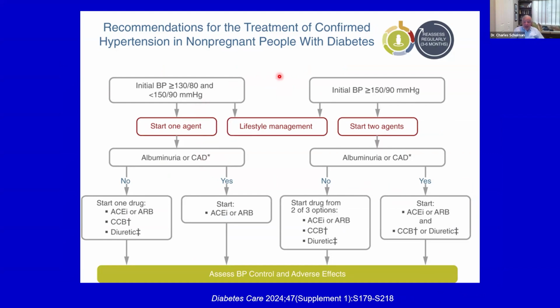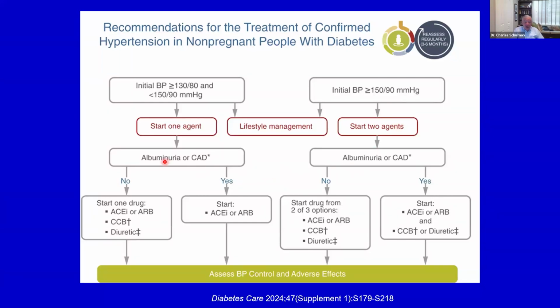This comes from the American Diabetes Association's Diabetes Care. In January, they publish standards of diabetic care every January. This is from the hypertension section of that report. And the ADA recommends treatment if the initial blood pressure is greater than 130 over 80 and less than 150 over 90. Start one agent. Lifestyle management, same, right? If the initial blood pressure is greater than 150 over 90, start two agents.